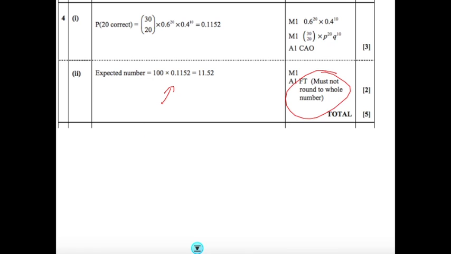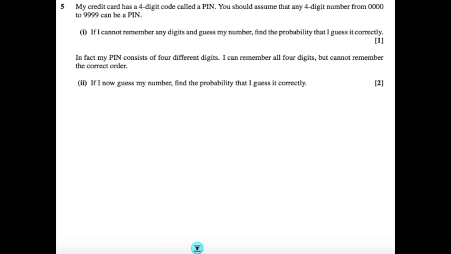Right, question 5. My credit card has a 4-digit PIN code. You should assume that any 4-digit number can be used, from 0000 up to 9999. First of all, if I cannot remember any digits and guess my number, find the probability I guess it correctly. Basically for each digit we've got a 1 in 10 chance of getting it right. So the probability of getting all the way across is, well, we've got 10 options on the first one, times 10, times 10, times 10. So that's 10,000 ways, which makes sense because it goes from 0000 all up to 9999.